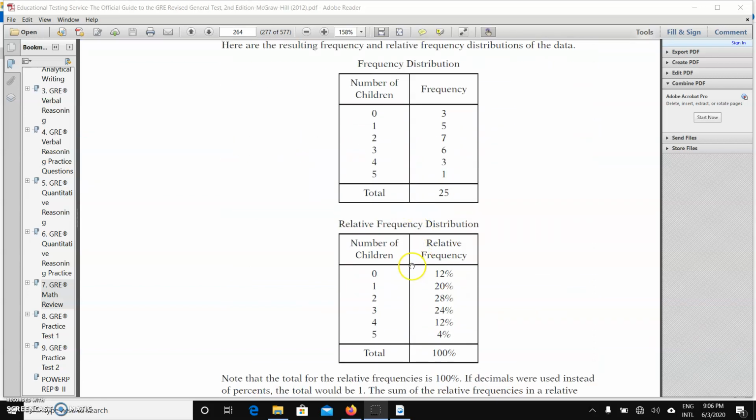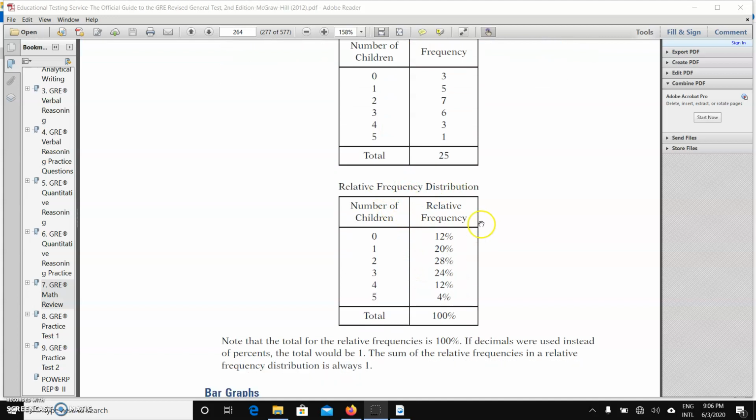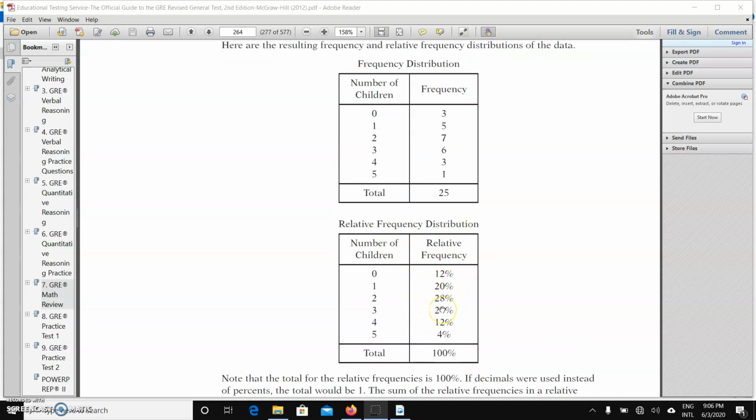Now, let me show you relative frequency distribution. Relative means when you are comparing something to another thing. If you are going to get the relative frequency based on this data, this is the raw data, 0 to 5. Our relative frequency is going to be 3 divided by the total frequency, which is 25, times 100 for 0. So that's how they have 12%. The relative frequency for 1 is the frequency 5 over 25 times 100. That will give you 20%.